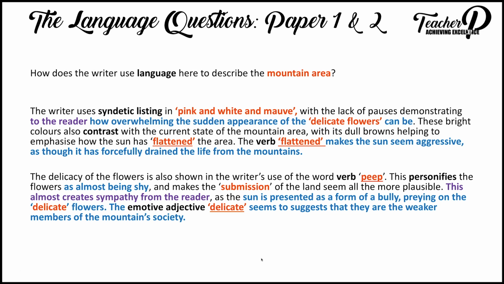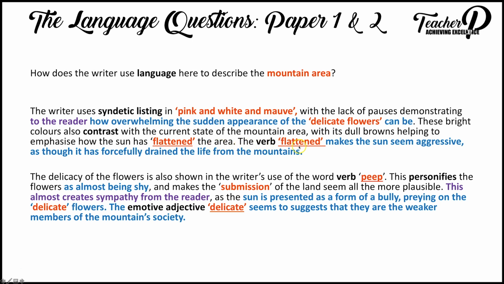So here we go. The writer uses a syndetic list, so they've got their technique, in pink and white and mauve, with the lack of pauses demonstrating to the reader how overwhelming the sudden appearance of the delicate flowers can be. So they've got their technique, they've got their quotation, and they've got their explanation as well as linking it back to the reader. These bright colours also contrast with the current state of the mountain area, with its dark browns helping to emphasise how the sun has flattened the area.